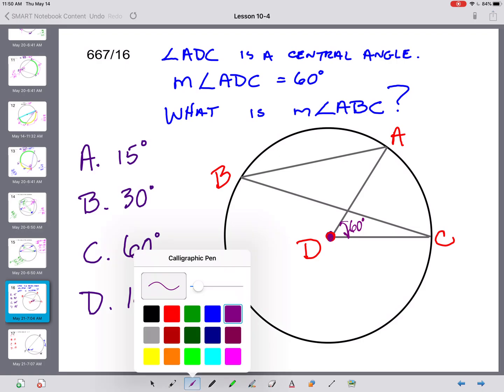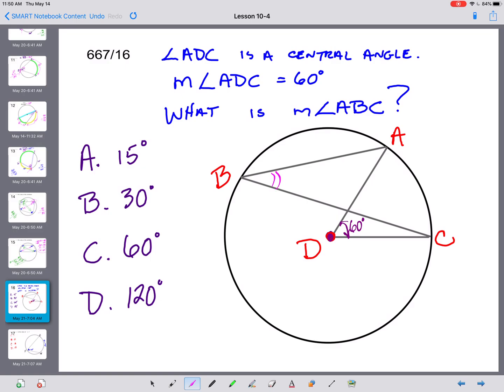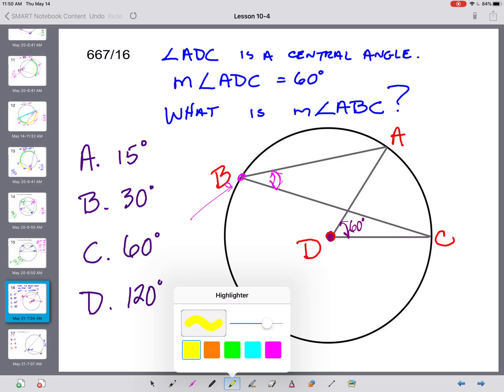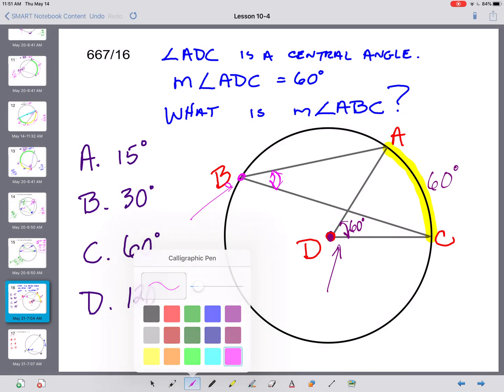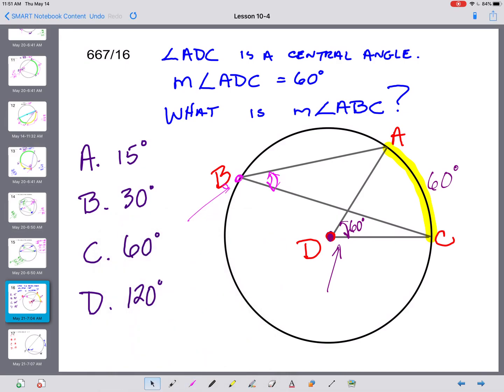Find angle ABC. This is the one they're looking for. Right there. Oh, that's an inscribed angle. Well, wait a second. Inscribed angle is half of the arc that it opens up to. There's the arc that it opens up to. Well, how do we find that yellow arc? What do you know about a central angle? A central angle is equal to the arc that it opens up to. There it is. Oh, now we got the arc. Now we can go and find the inscribed angle. Inscribed angle is half of the arc that it opens up to. If that's 60, this is 30 degrees.